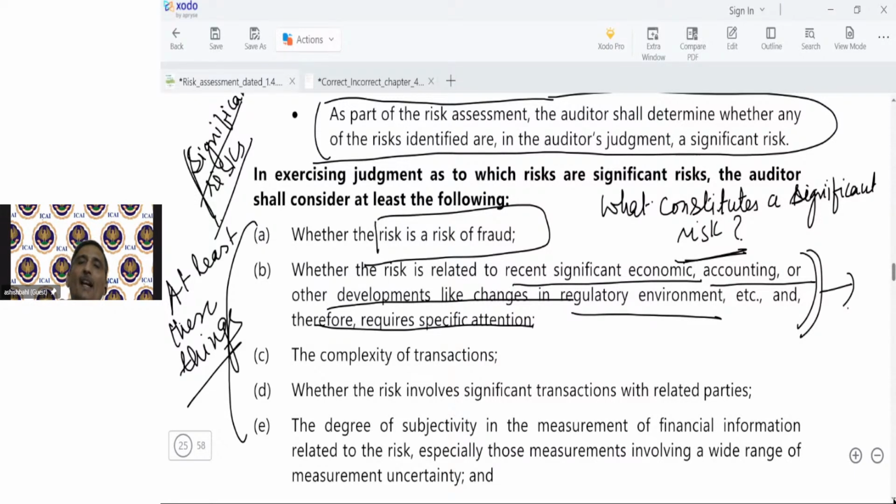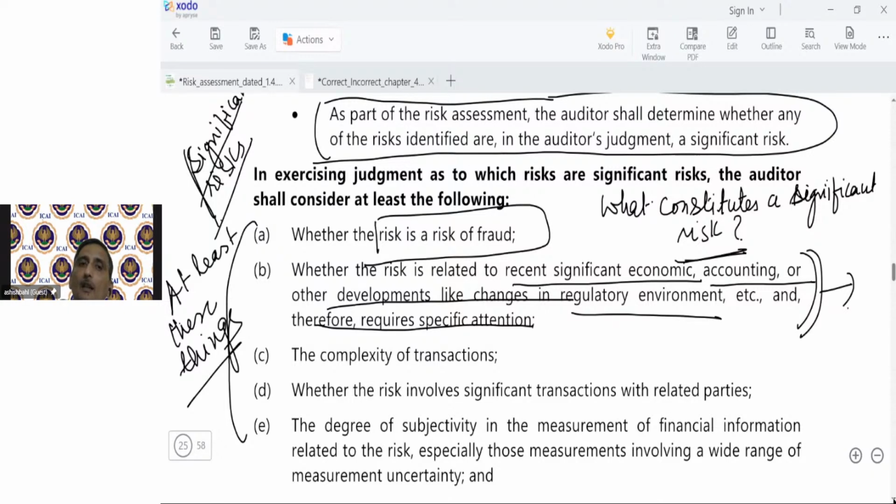Whether the risk is related to significant economic, accounting or other changes, or other regulatory developments. Yes, risk of material misstatements. Darshan, risks of material misstatements are broad. Not all risks of material misstatements are significant. But here we are talking about significant risks.